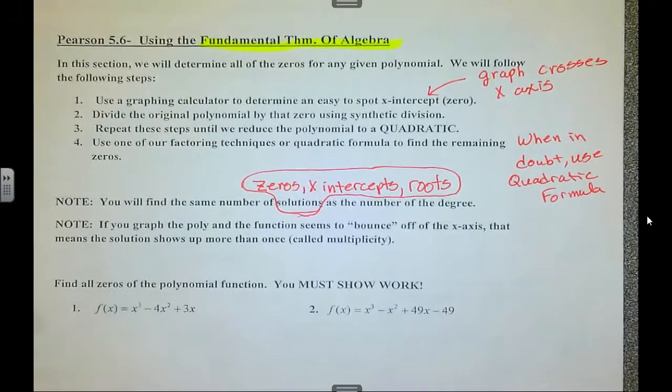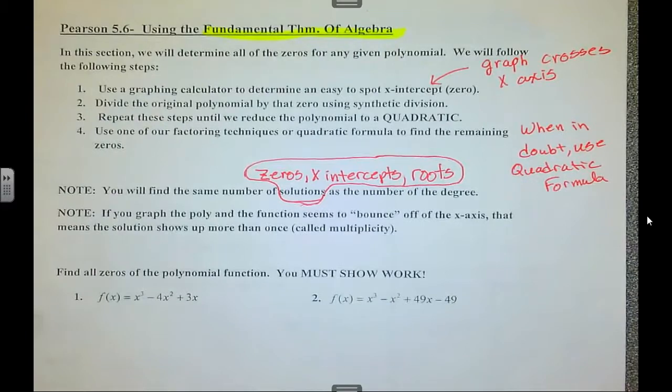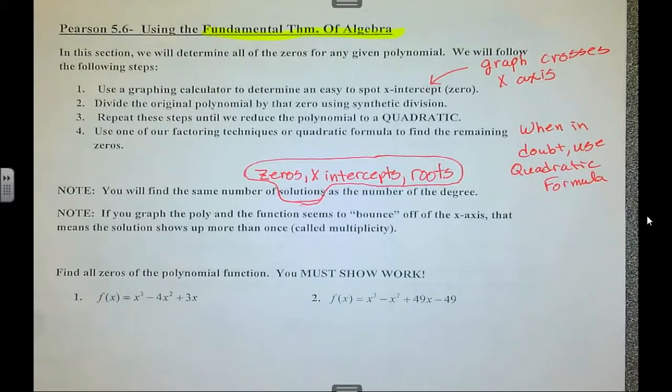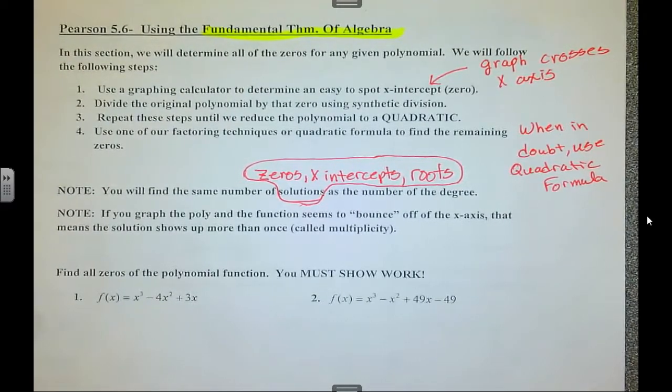Now, another thing. When you're graphing these polynomials on the calculator to get a couple of the x-intercepts or zeros, because you're going to have to use synthetic division to get it all the way down to a quadratic to find the last 2 roots.